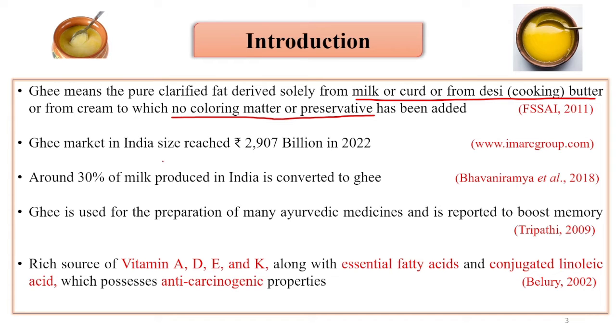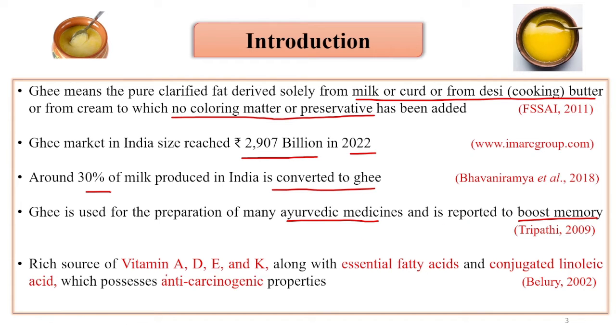Now, the ghee market in India reached a size of around 2,907 billion rupees in 2022. As per recent reports, the market of ghee in India is increasing. Around 30% of the milk produced in India is converted into ghee, making it the second most consumed product after milk. Ghee is used for the preparation of many Ayurvedic medicines, and is also reported to boost memory.